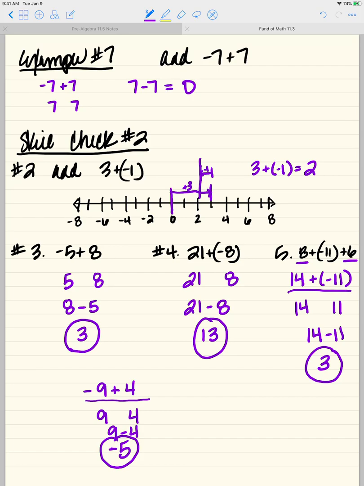How about another one? How about 6 plus negative 22? Absolute value of 6 is 6. Absolute value of negative 22 is 22. Set up your subtraction problem. 22 minus 6. 22 minus 6 is 16. What has a larger absolute value, 6 or 22? 22 has a larger absolute value. In my original problem, that was negative, so my answer must be negative. 6 plus negative 22 is negative 16.